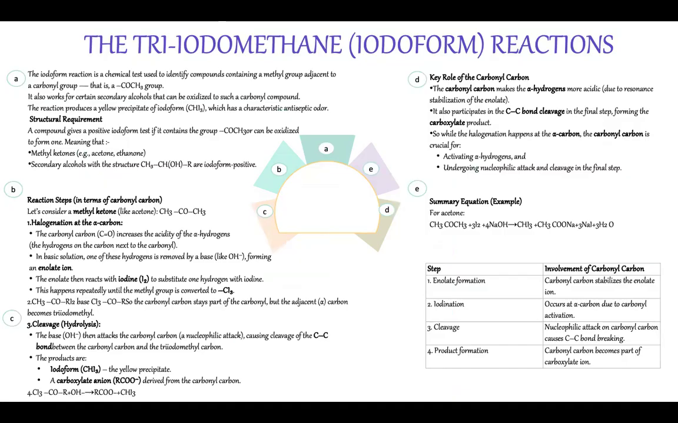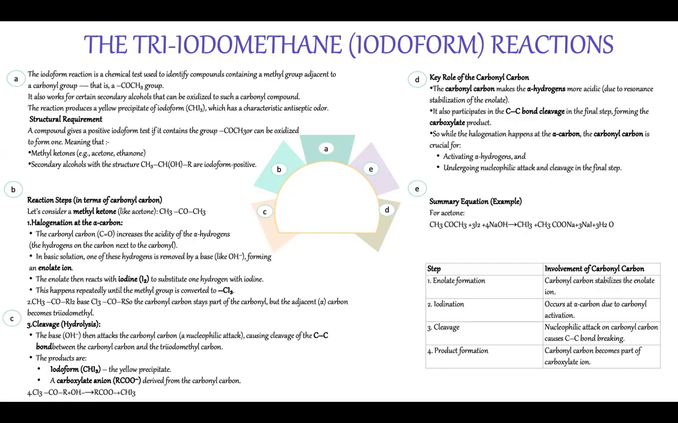And the last one we have is the iodoform reaction. The iodoform reaction is a chemical test used to identify compounds containing a methyl group adjacent to the carbonyl group, that is COCH3. It also works for certain secondary alcohols that can be oxidized to such a carbonyl compound. The reaction produces a yellow precipitate of iodoform, which has a characteristic antiseptic odor. The structural requirement is that a compound gives a positive iodoform test if it contains the group -COCH3 or can be oxidized to form one, meaning a methyl ketone such as acetone.